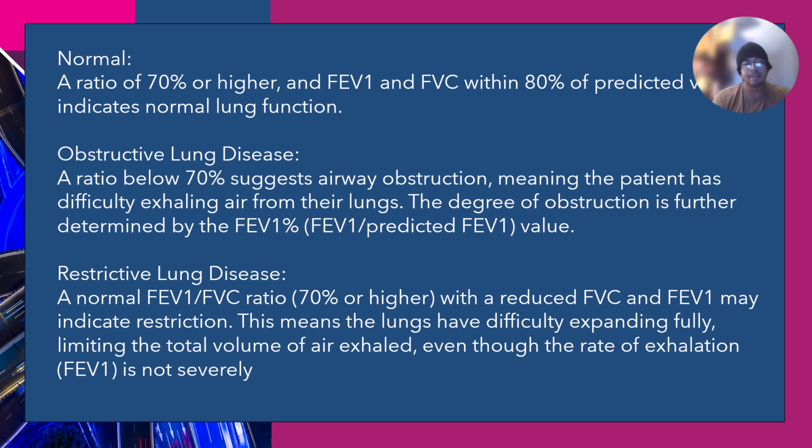Oh, it could be this, it could be that, it could be obstruction, it could be a mix, it could be just restrictive. So restrictive lung disease has a normal FEV1 over FVC ratio, and it must be 70% or higher, with a reduced FVC and FEV1 that may indicate restriction. So you're not getting enough air, it's too constricted. This means the lungs have difficulty expanding fully, limiting the total volume of air exhaled, and even though the rate of exhalation, FEV1, is not severely reduced.